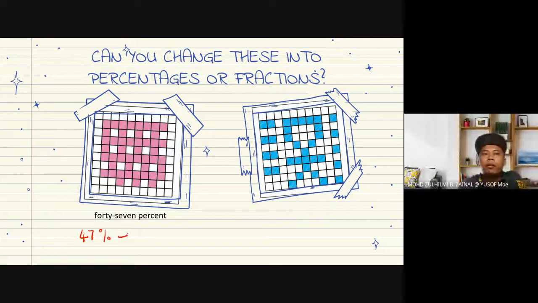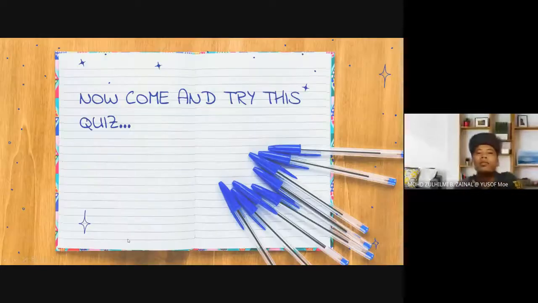And then, what should you do? Percentage or fraction? So you have to change it into fraction. So 47 of 100, 47%, you have to change it into a fraction. You just write 47, then over 100. Okay, very easy. This is the only method. You have to know that 47% is actually 47 of 100.